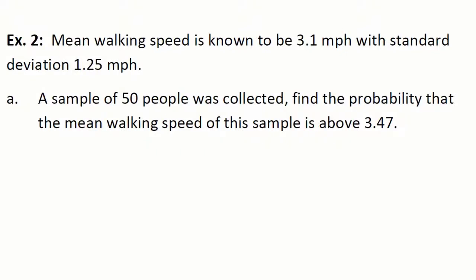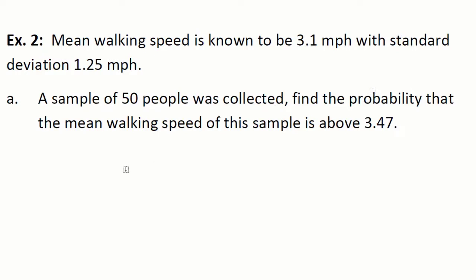All right, so let's now get started into another example, and let's call that example 2. So let's spend some time reading the wording description of our example 2 right here. In the beginning description of our example 2, we are given mean walking speed is known to be 3.1 miles per hour with standard deviation 1.25 miles per hour.